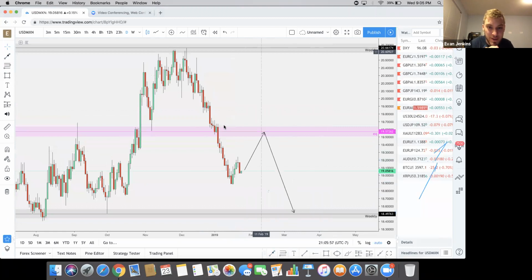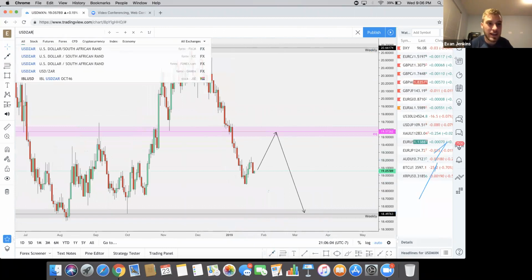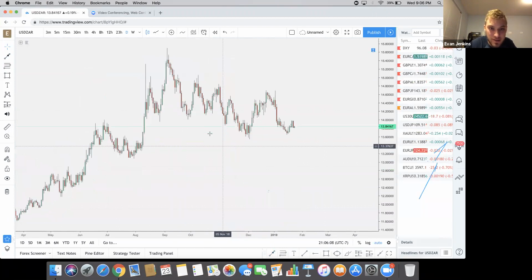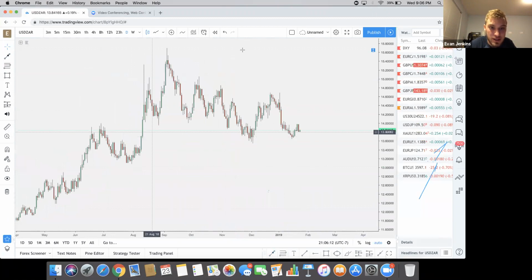You hit the curveball, lol. Yep. All right, let's look at USD ZAR. I've never even looked at this pair one time in my life. Right away you can just see that it's in consolidation.